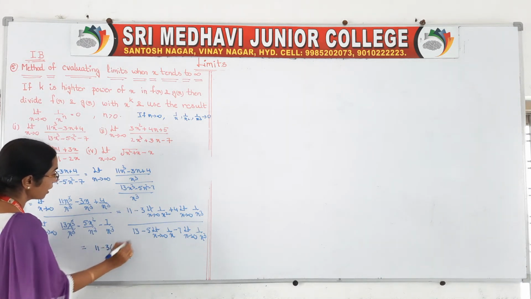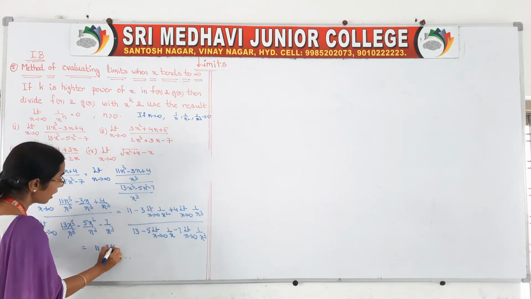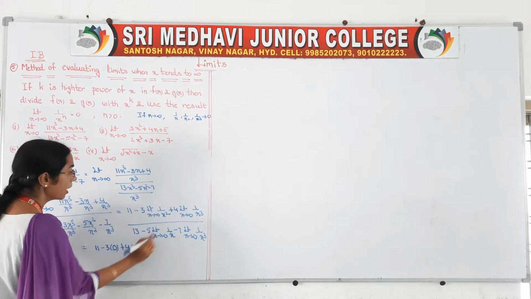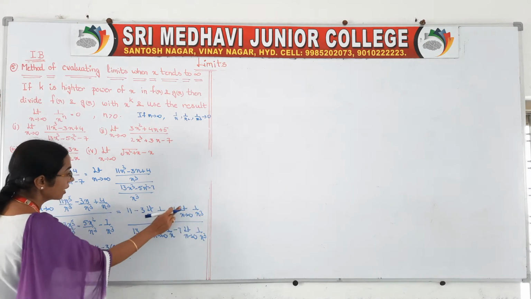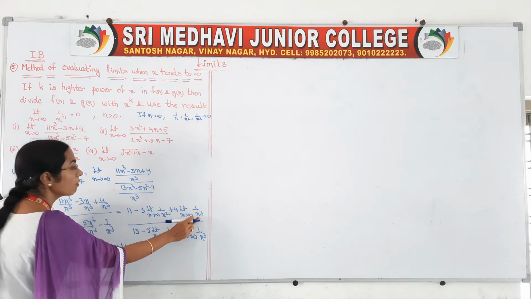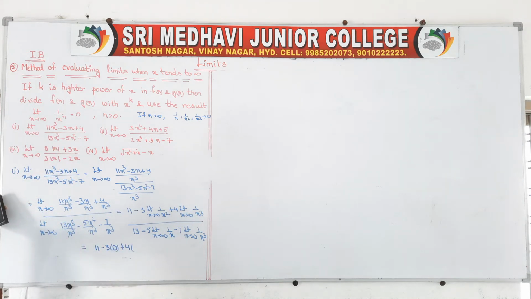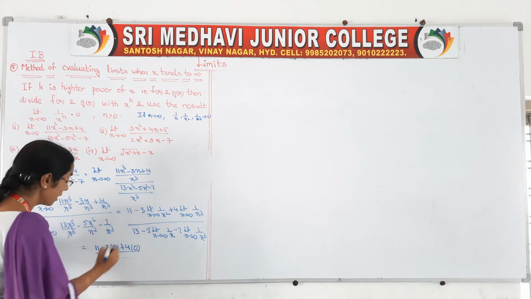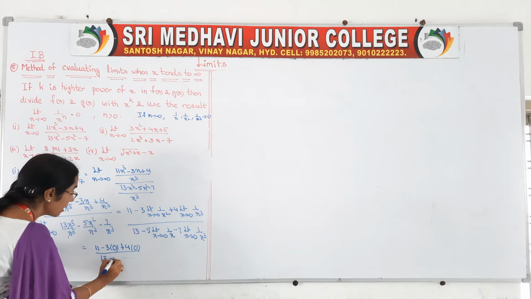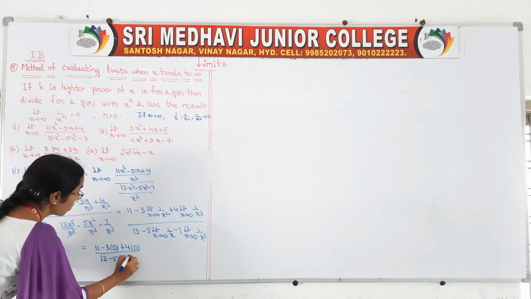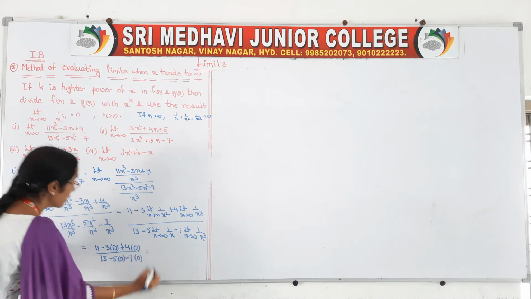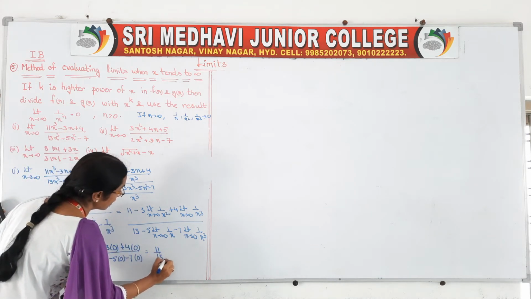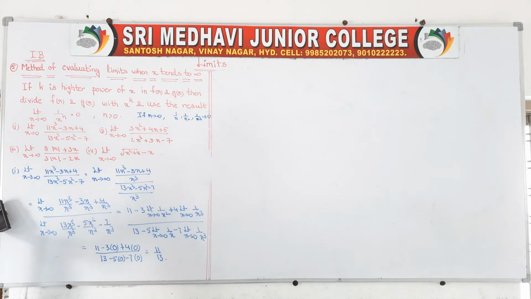Minus 3 into, what is this? This value is 0, right? Next plus 4 into 1 by this one, limit x tends to infinity 1 by x cube, that value tends to 0, by same thing 13 minus 5 into 0 minus 7 into 0. So it is nothing but 11 by 13 is the answer.